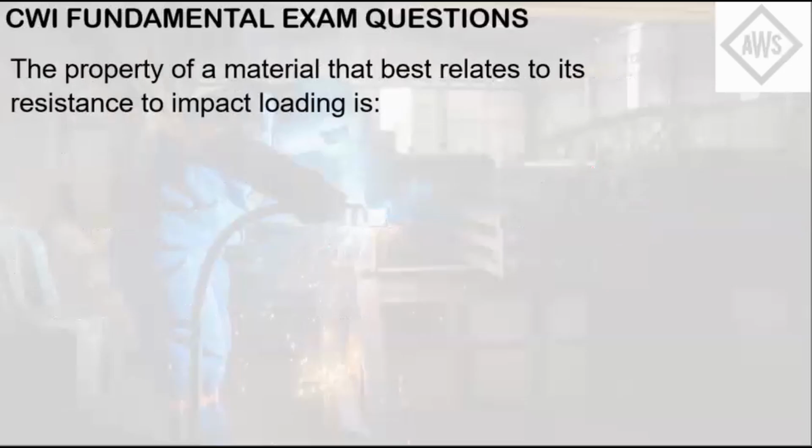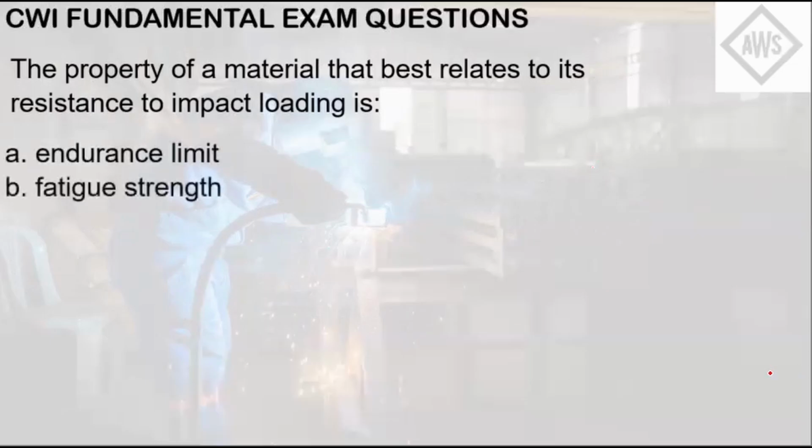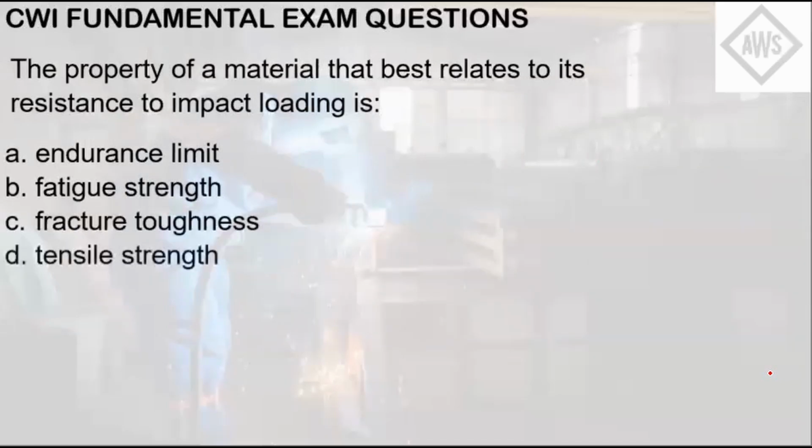The property of a material that best relates to its resistance to impact loading is letter A, endurance limit, letter B, fatigue strength, letter C, fracture toughness, letter D, tensile strength, letter E, ductility. Endurance limit is the stress level below which a material can withstand an infinite number of cycles without failure. So that relates to the fatigue strength, which is also letter B.